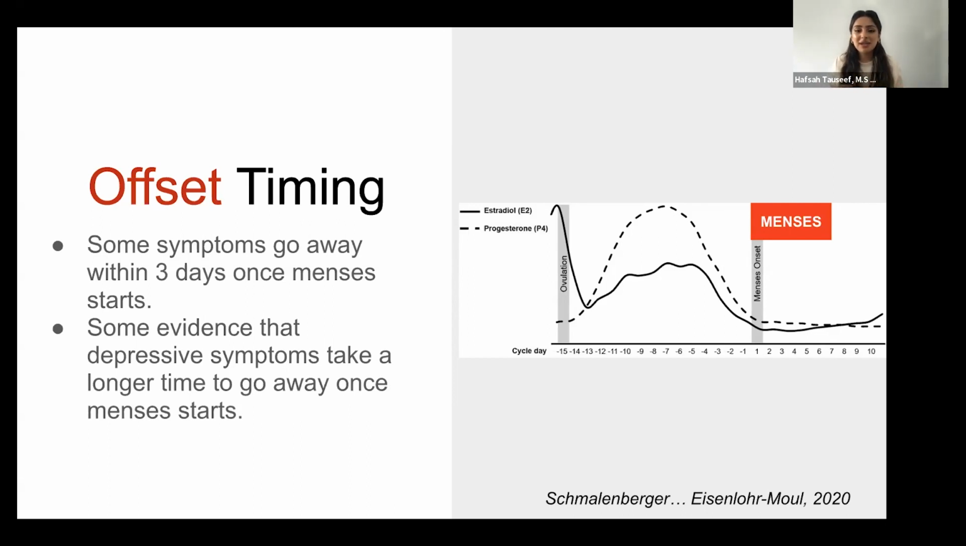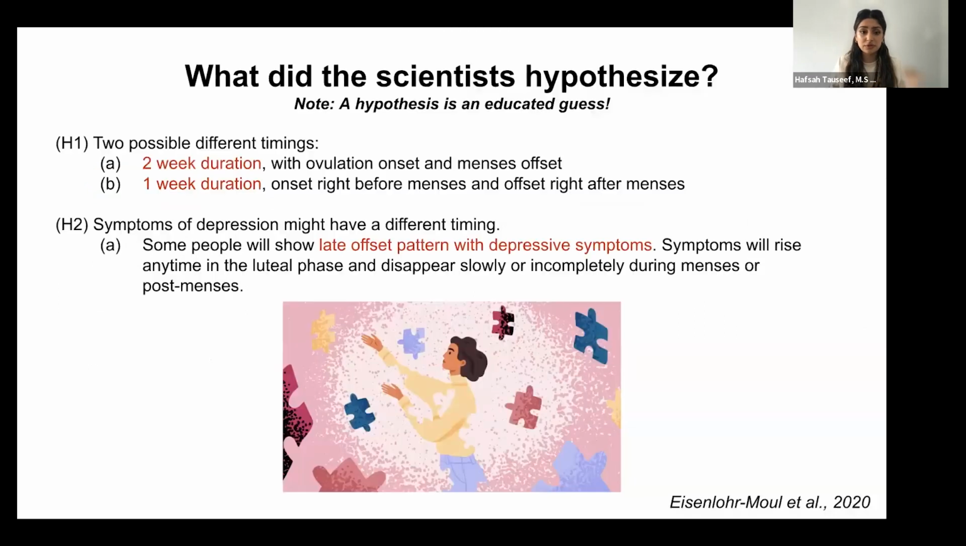So offset timing means when do the symptoms actually turn off? So symptoms typically go away 3 days once menses start, right? There is some preliminary evidence to suggest that depressive symptoms take a longer time to go away. So this could be much later into the menstrual cycle and follicular phase. And this is what we refer to as offset timing.